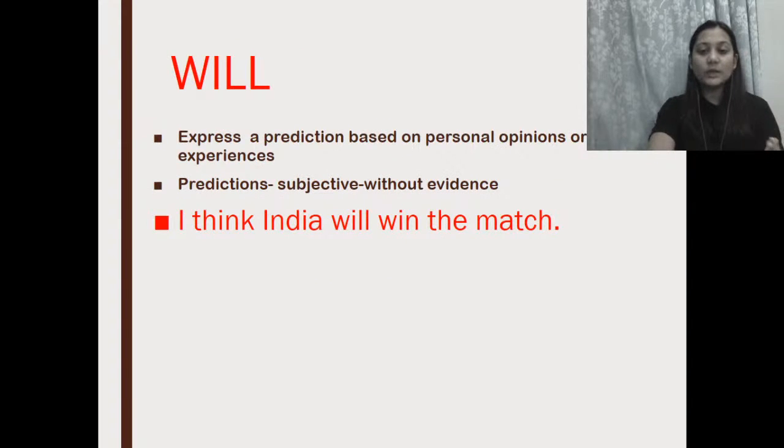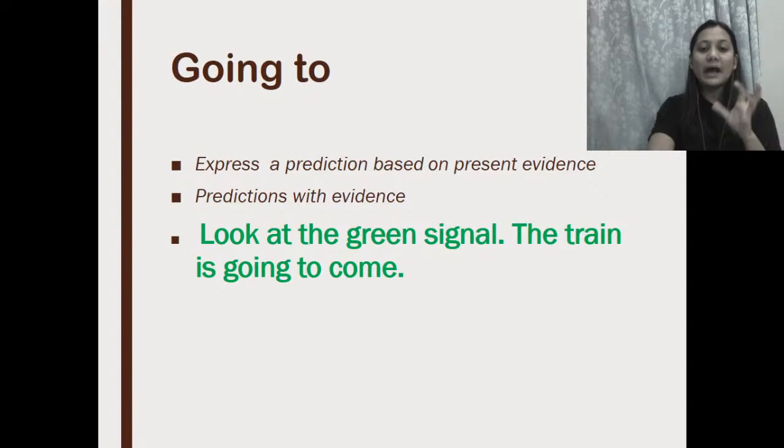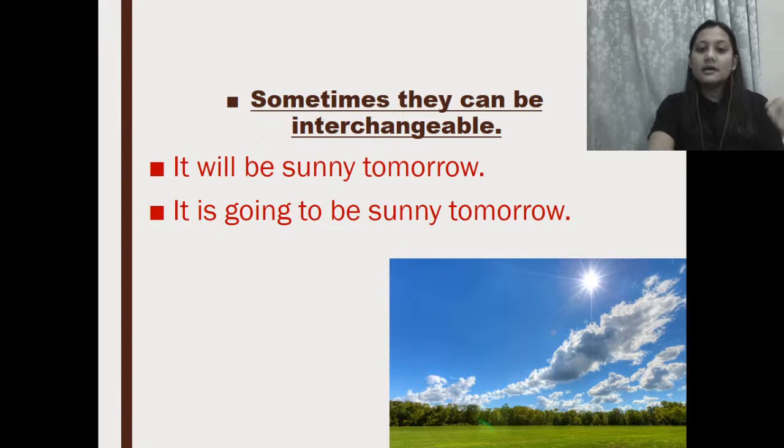कि इंडिया will win the match, but यहाँ पे you have an evidence, आप बहुत ज्यादा sorted हैं, आप बहुत ज्यादा clear हैं that the train will be there because the signal is green, right? So sometimes they can be interchangeable also. In certain scenarios, शायद कुछ जगह पे, you know, maybe it is fine using both will and going to.